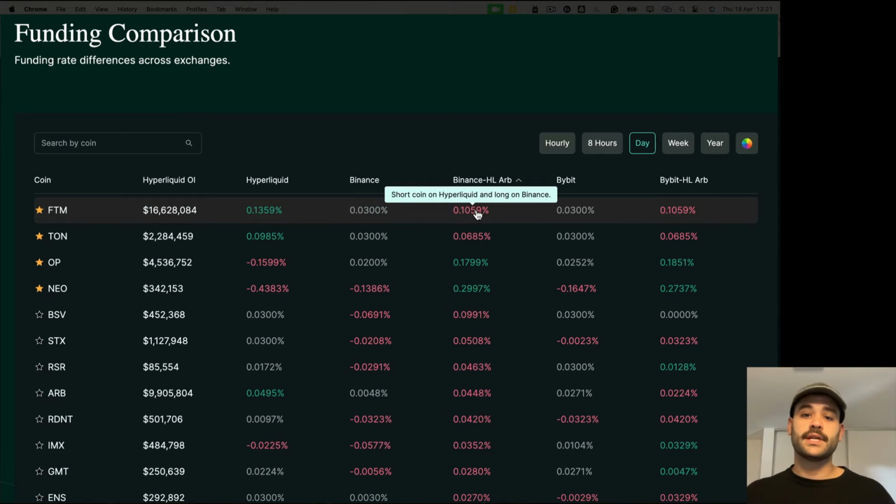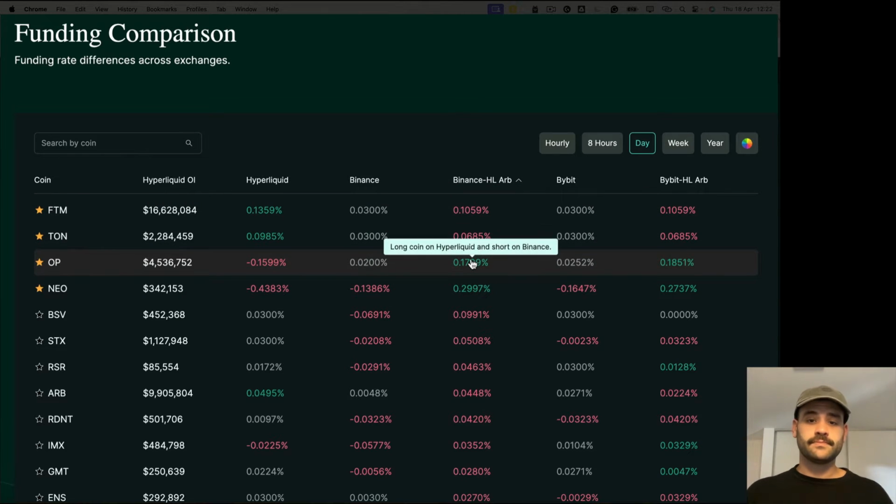And here the Hoover says short coin on Hyperliquid and long on Binance. This is one scenario where we would like to short on Hyperliquid. Let's say one scenario where we would like to long in Hyperliquid is this one. As you can see, this is minus 0.15%.